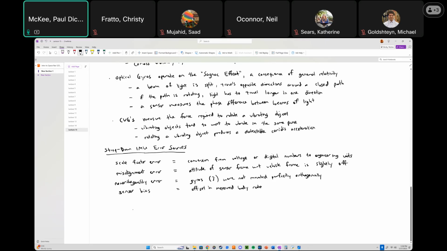And then the last one is readout error, which is just noise on the gyro output. All right, we're getting dangerously close to some math. So this is the way we're going to think about our gyro error.